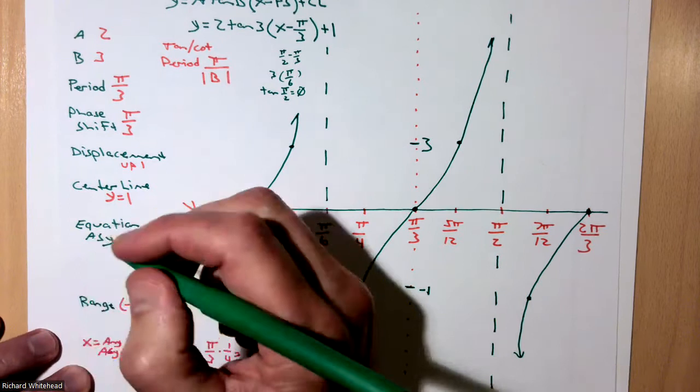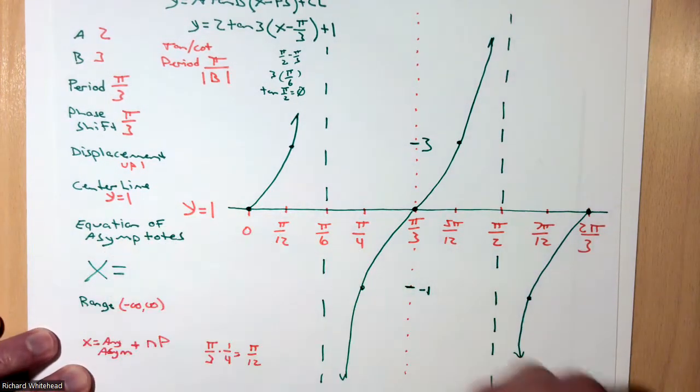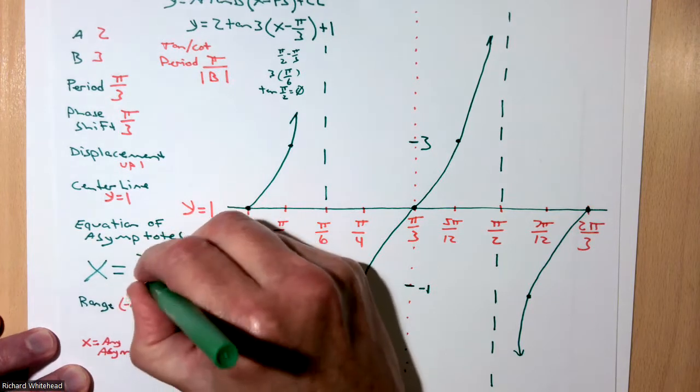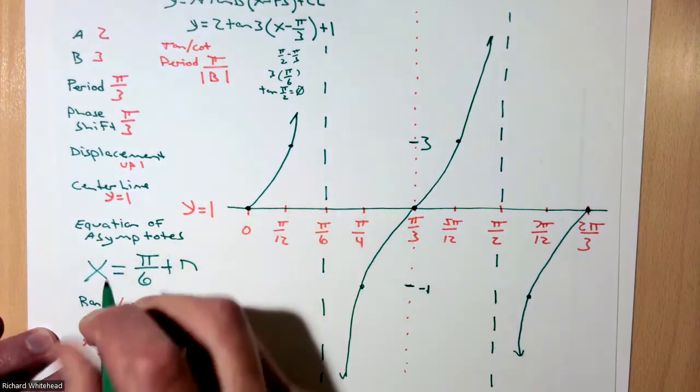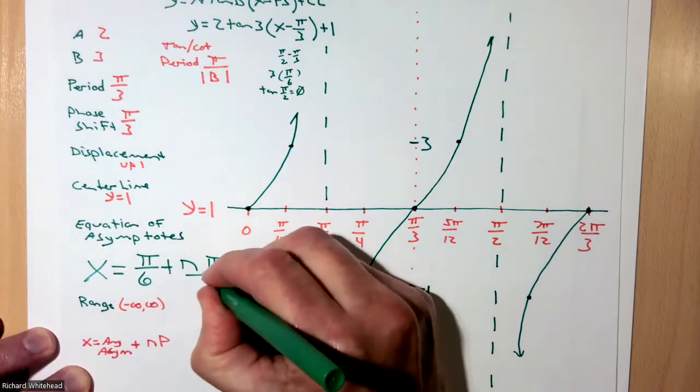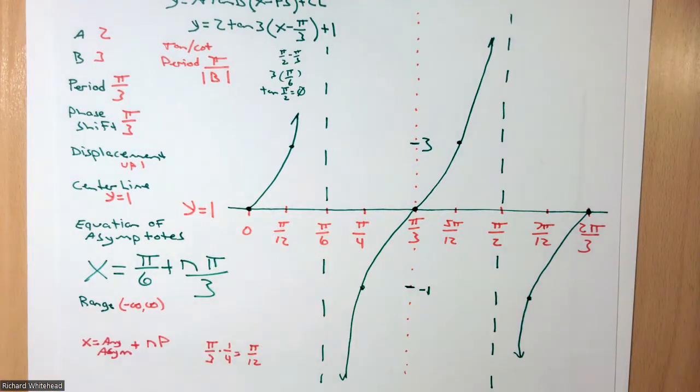Okay, equation of the asymptotes. X equals, so just pick an asymptote like pi over 6. Pi over 6 plus n, integer, times the period pi over 3. The end. You just did a tangent curve. So that wasn't so bad, was it?